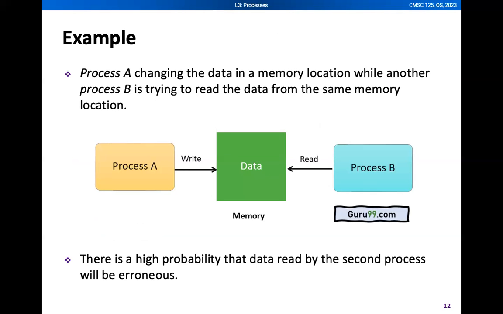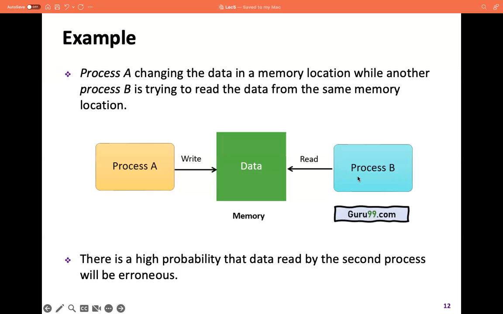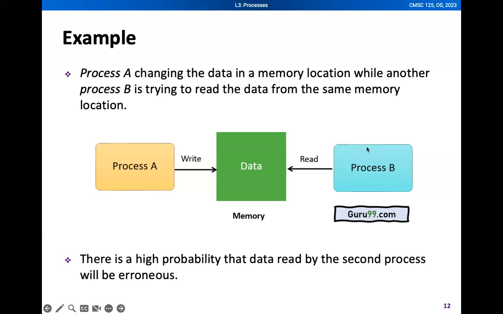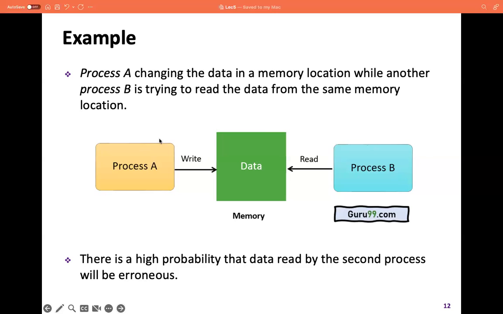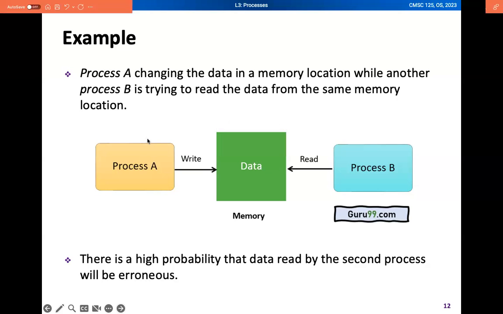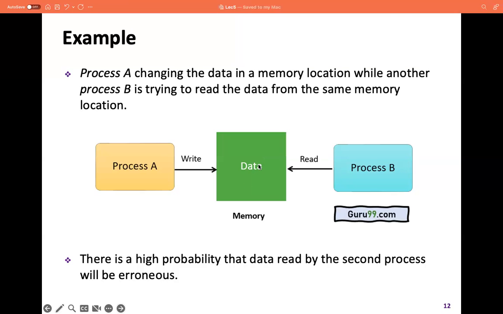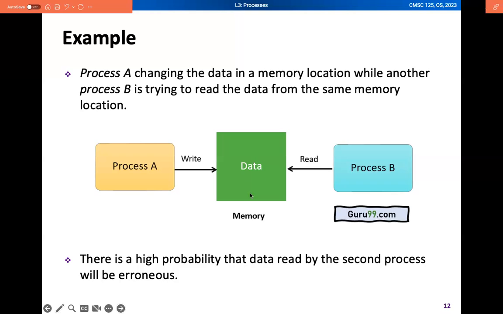So we have this example. Let's say we have a certain memory that contains some data. Process A is changing the data in a memory location, while process B is trying to read the data from the same memory location. If these two processes are executed concurrently, there might be some problems, since they are acting on the same resource or memory.